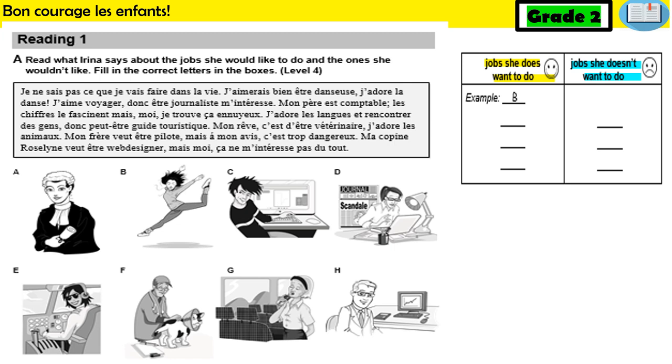Alors, so guys, this is what you should have. Easy Street, I've highlighted where to look. This is a nice question for you guys. So here's our answers. DGF can be in any order for what she does want to do, and then HEC for the job she doesn't want to do. Pretty straightforward. It's gonna up a bit in difficulty on the next slide.